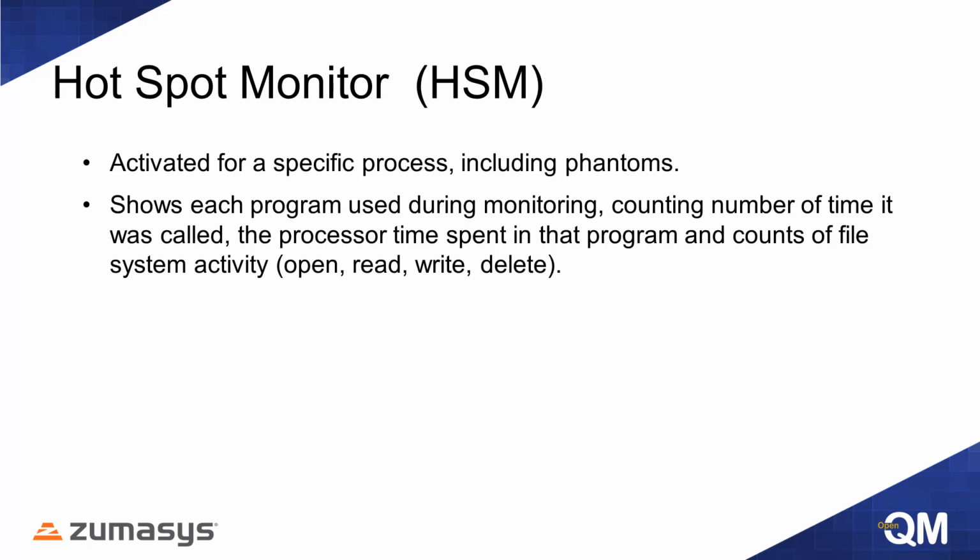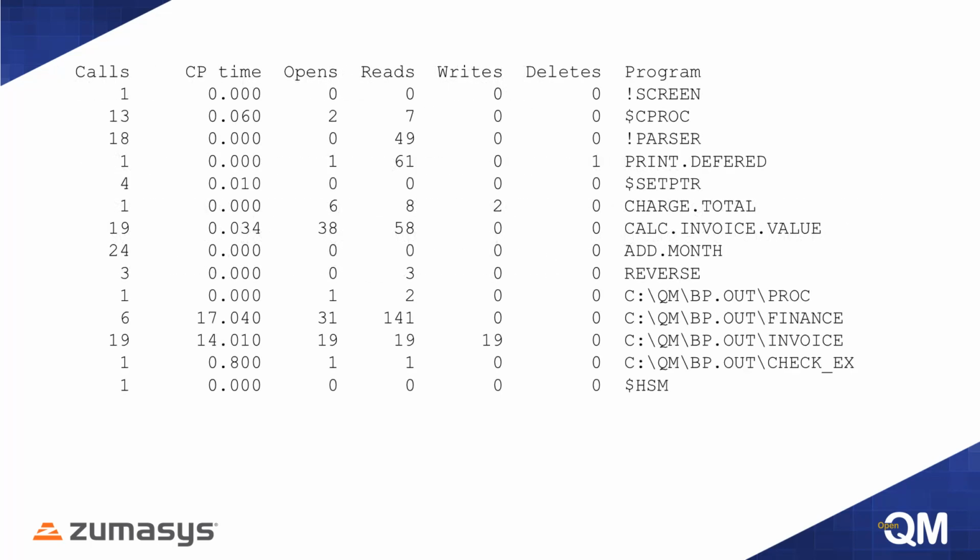And this produces a report that we can view on our screen looking a little bit like this. It's showing me here down the left-hand column the number of times the program was called, the processor time in the second column that was spent in that routine, the number of opens, reads, writes and deletes from the file system, and finally over the right-hand side the program name, so we can identify what's going on. Now in this example the majority of the things on the right-hand side are actually built-in parts of QM itself.